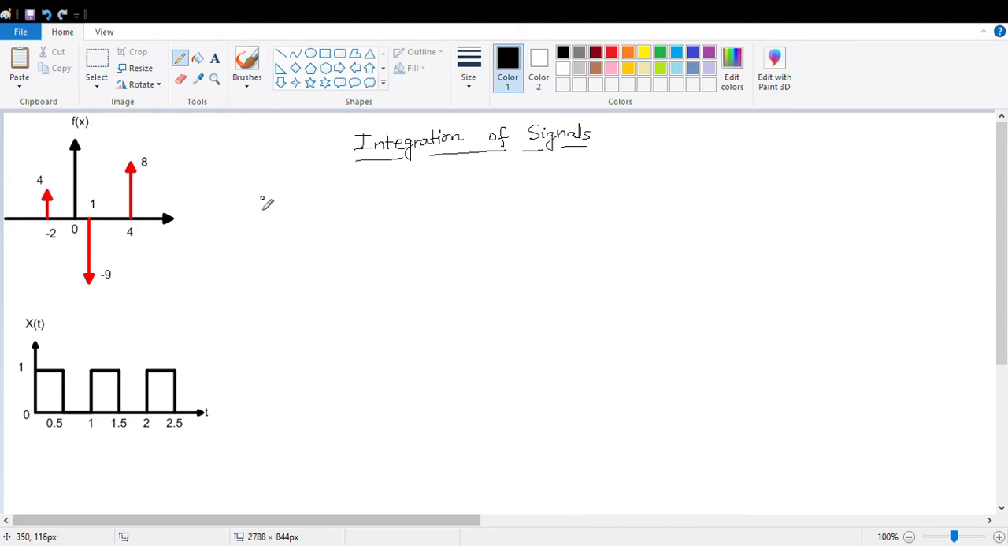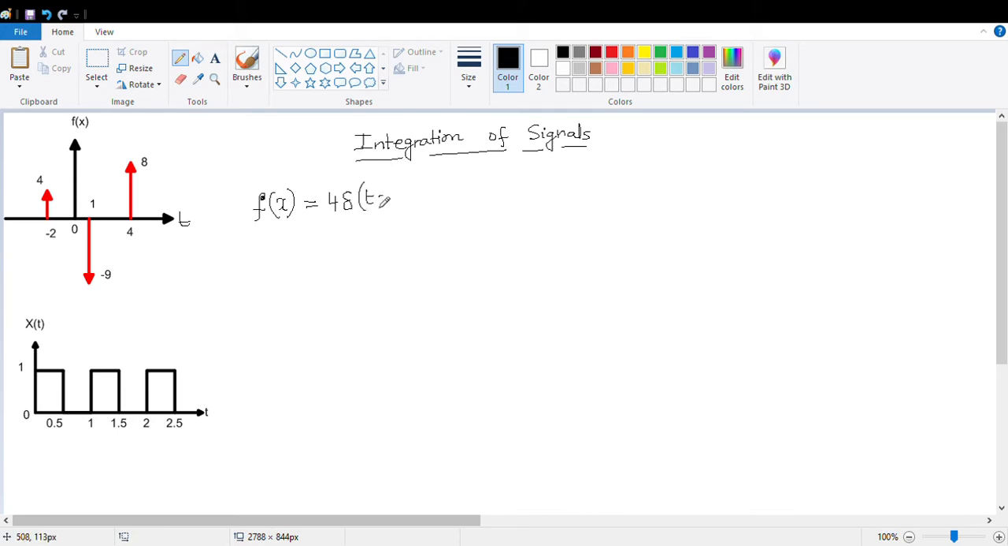Suppose I want to get the mathematical expression of this x. We know there are several impulse functions present. So what will be the expression of this impulse function? This is at t equal to minus 2, so I can write the weight of the function as 4. It must be 4 where it is present. It is a delta function present at t equal to minus 2.